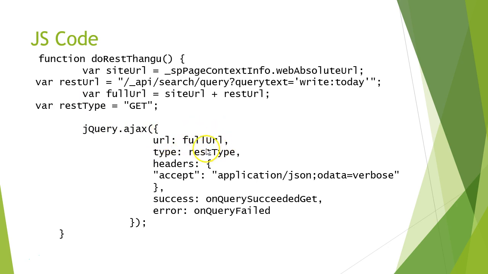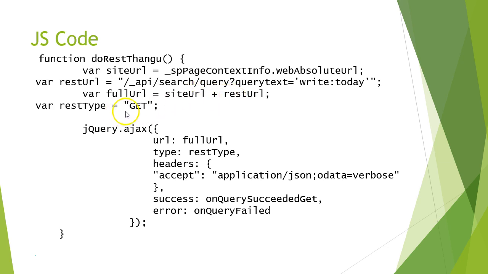The URL is the full URL. So look at the site URL. We get the URL using SPPageContextInfo.webAbsoluteUrl so that you can reuse the code on any SharePoint site. Then we append that with the REST URL, which is _api/search/query?querytext='write:today'. So this REST URL will be modified based on your business need. And the full URL is a combination of site URL and REST URL.